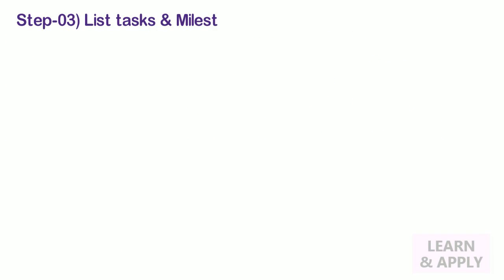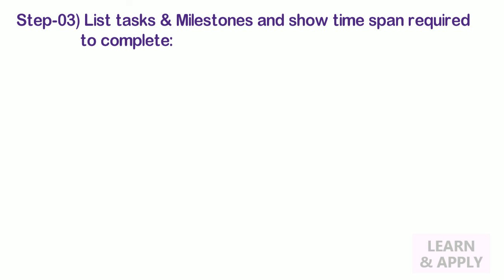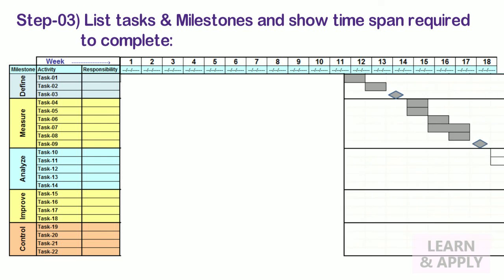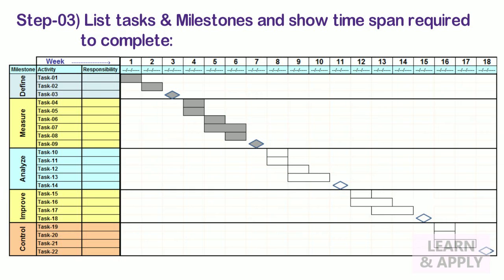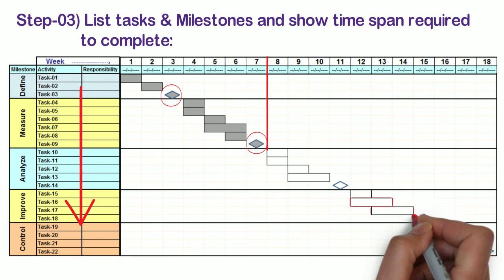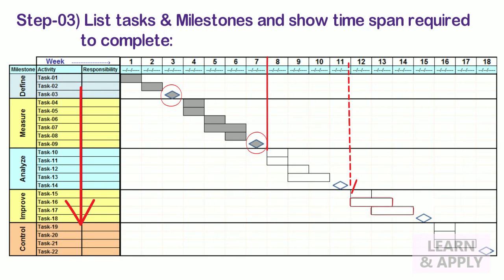Step 3. List tasks and milestones and show the time span required to complete. Down the left side of the page, write each task and milestone of the project in order. For events that happen at a point in time, such as a stage or tollgate review, draw a diamond under the time the event must happen. For activities that occur over a period of time, such as the number of tasks in the project, draw a bar that spans the appropriate time on the timeline. Align the left end of the bar with the time the activity begins and align the right end of the bar with the time the activity concludes. Draw only the outline of the bars and diamonds. Don't fill them in.